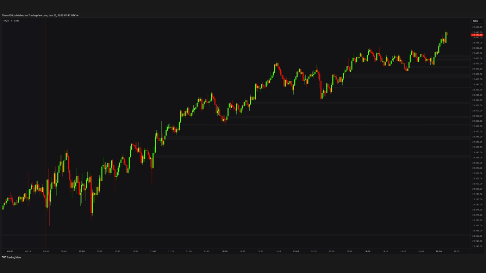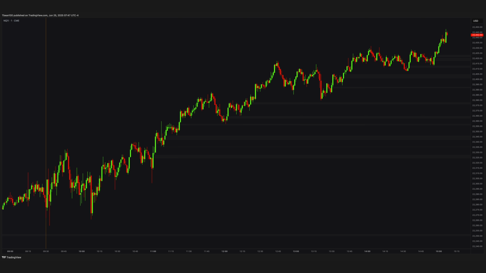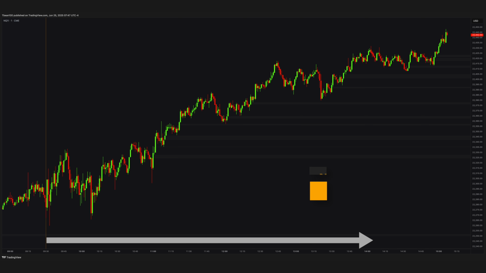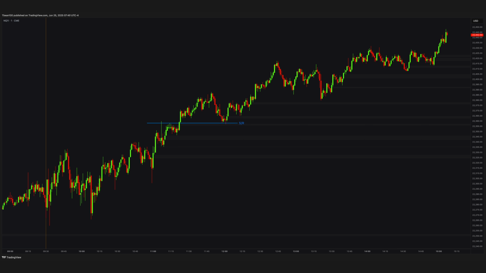What you see here is the NASDAQ chart in 1 minute time frame. This yellow line represents the New York Open, 9:30 a.m. This is the time that the highest number of traders trade the charts in the world. It generally takes like a 5 to 7 hour window to trade, a heaven for day traders. What I want to look at here is a very simple pattern that we love to use.